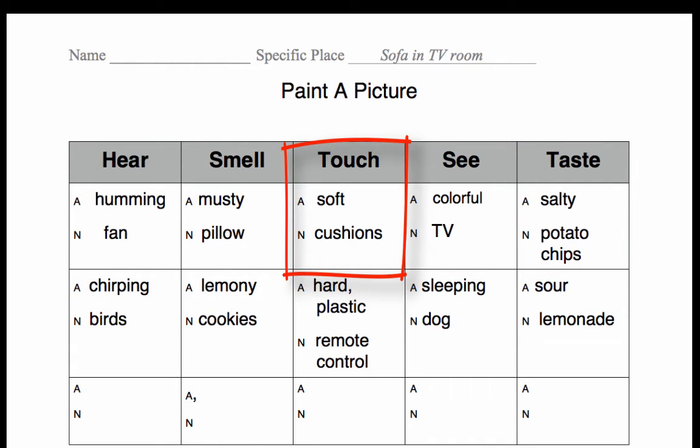I can feel the cushions while I'm sitting on the sofa, so I wrote cushions next to the N underneath touch. Now the cushions are soft, so soft is an adjective that describes the cushions. I'll write soft next to the A. Take a look at your paint a picture worksheet and make sure you've completed at least 10 boxes.